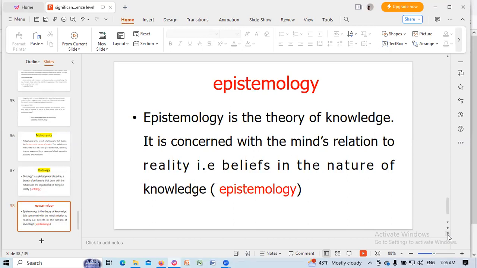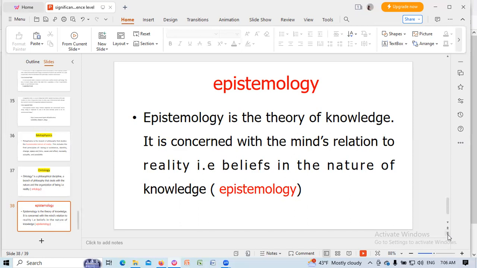Epistemology is the theory of knowledge. It is concerned with the mind's relation to reality. What is the relation of your mind with reality? That is beliefs in the nature of knowledge. What are your beliefs in the nature of knowledge?